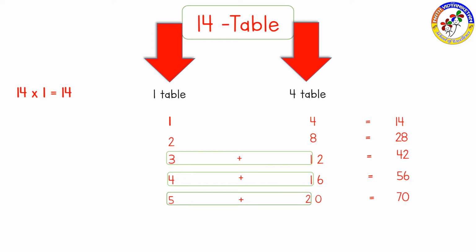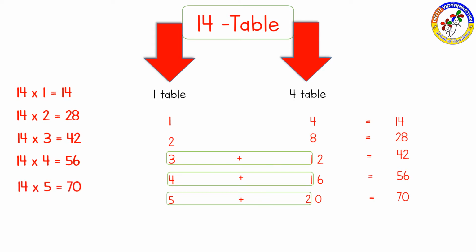Now here is the table of 14. 14 ones are 14. 14 twos are 28. 14 threes are 42. 14 fours are 56. 14 fives are 70. Okay, is it clear?